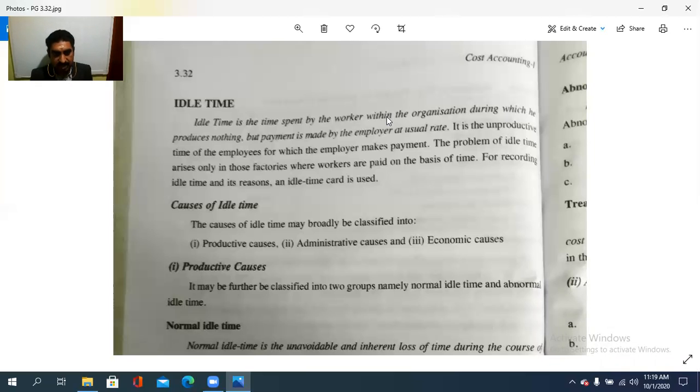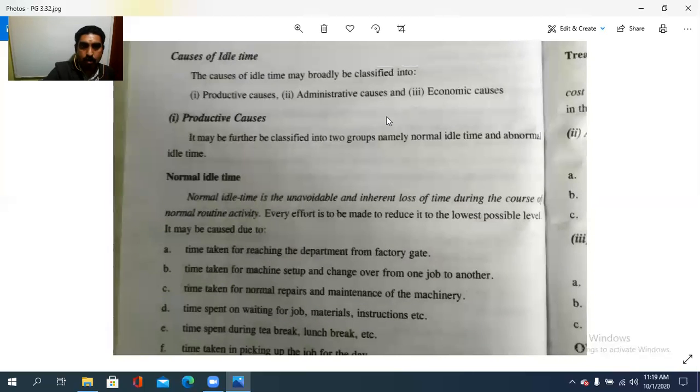Productive causes are further classified into normal idle time and abnormal idle time. So what is normal idle time and what is abnormal idle time? Normal idle time is the unavoidable and inherent loss of time during the course of normal routine activity. So it is unavoidable, we cannot avoid it, and it is the inherent loss of time during the course of normal routine activity. Every effort is to be made to reduce it to the lowest possible level because we cannot avoid that, but we reduce it to the minimum.